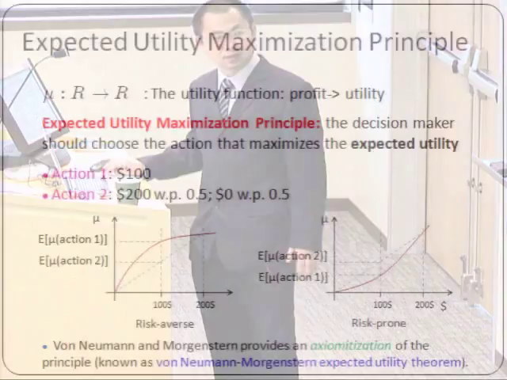So to address this question, we propose to optimize another, more general function, which we call the utility function. A utility function maps a profit to a utility value. Utility measures your satisfaction. The expected utility maximization principle says the decision maker should always maximize the expected utility. A particular user has a particular preference, which implies a particular utility function. So let's see why it can capture this. This can capture the risk-averse and risk-prone behavior.